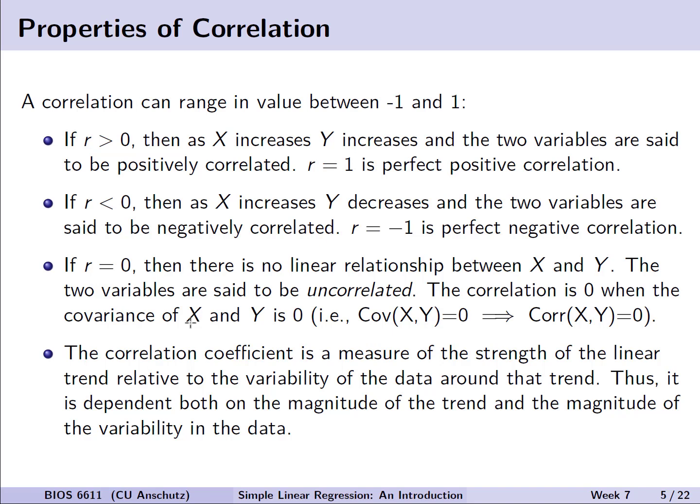Finally, with point 3, if r equals 0, then we would conclude that there is no linear relationship between x and y. Or in other words, the two variables are uncorrelated. We can also note if we happen to have the covariance between x and y, and we knew that it was equal to 0, we would then right away know that the correlation between those two variables will also be equal to 0. So to summarize these ideas, the correlation coefficient is a measure of the strength of that linear trend relative to the variability of the data around the trend. Thus, it's dependent on both the magnitude of the trend as well as the magnitude of the variability in the data.